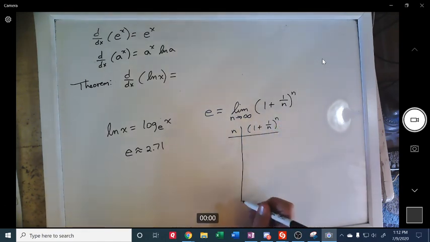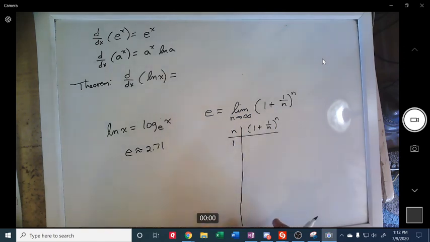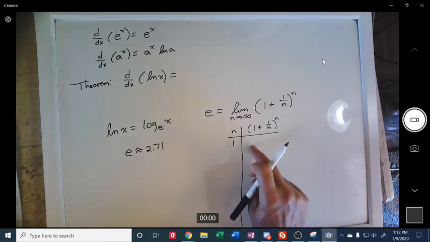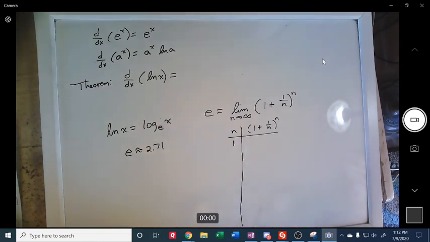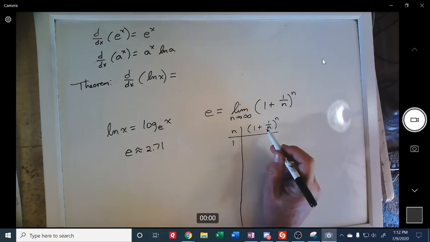N, and 1 plus 1 over n to the nth power. If n is equal to 1, then what will 1 plus 1 over n to the nth be? Anybody tell me? Close. Really close. That's 2, because you're going to get 1 plus 1, which is 2, to the first, which is 2.